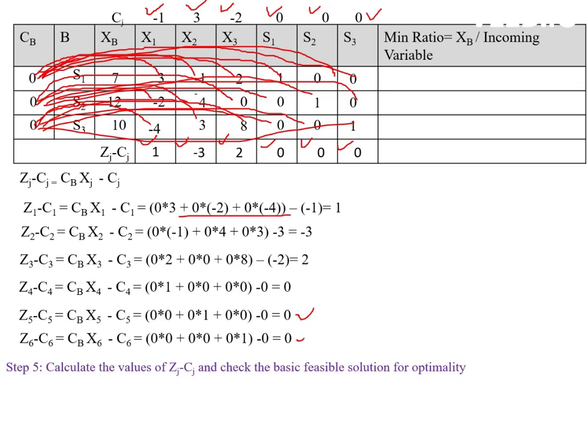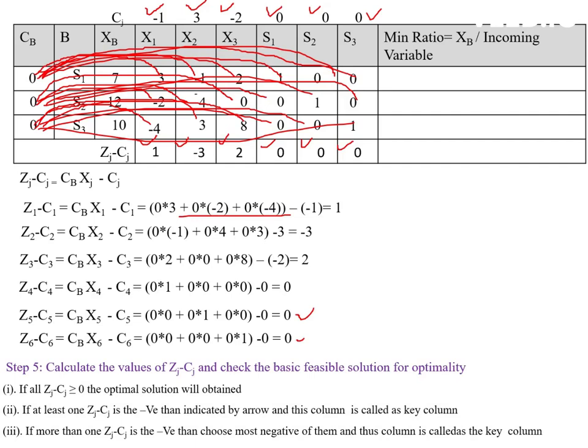After finding the Zj minus Cj, we just have to check three conditions. First condition: if all the Zj minus Cj are greater than or equal to 0, then the optimal solution is obtained. Second condition: if at least one Zj minus Cj is negative, then it is indicated by an arrow, and this column we call the key column. Third condition: if more than one Zj minus Cj is negative, then we have to choose the most negative value, and the respective column we call the key column.